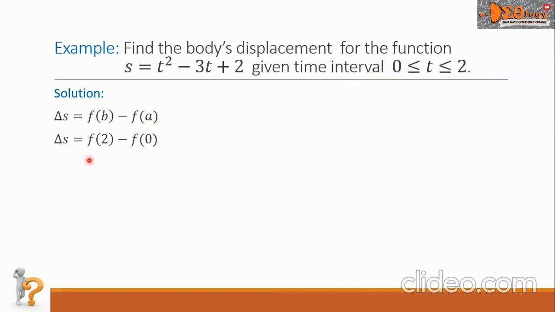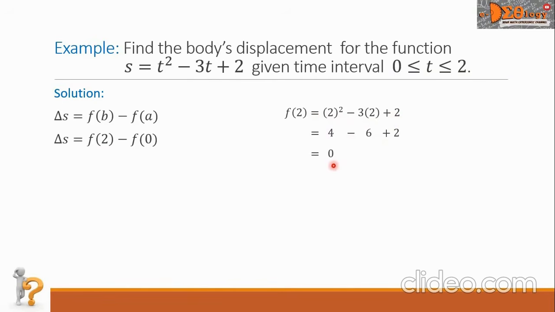Now, let us evaluate f(2) and f(0) given this function. Let's begin with f(2). So we have 2² − 3 times 2 + 2. Simplifying further, 2² is 4, minus 3 times 2 is 6, then plus 2. So 4 − 6 + 2 is equal to 0.